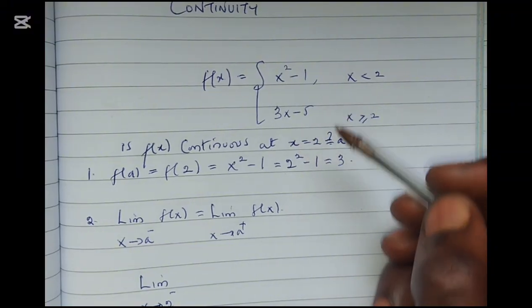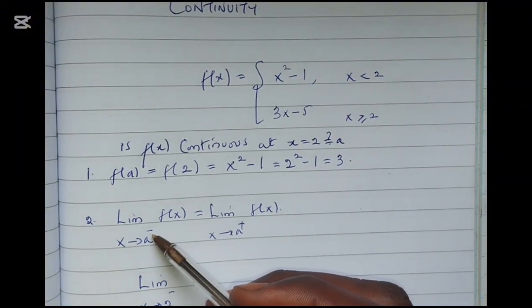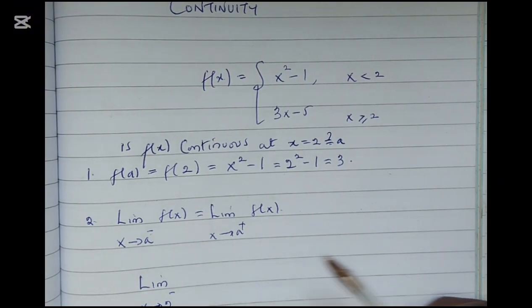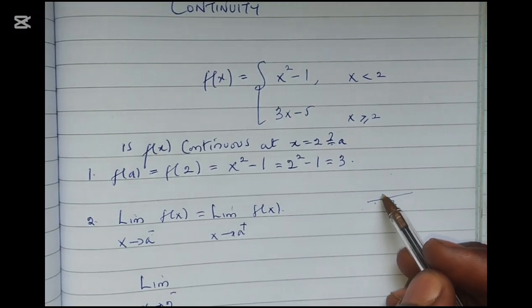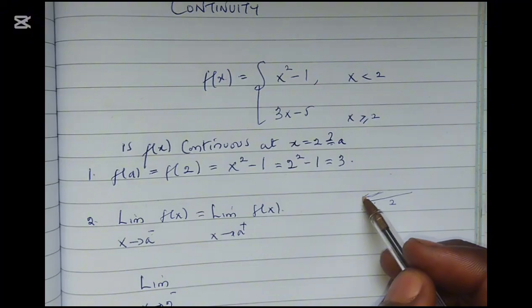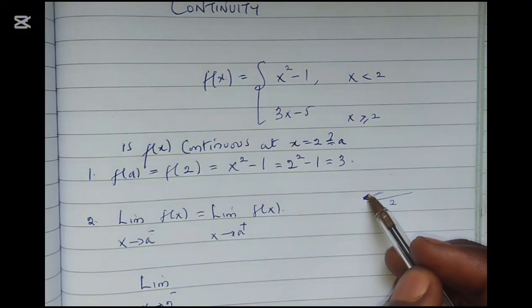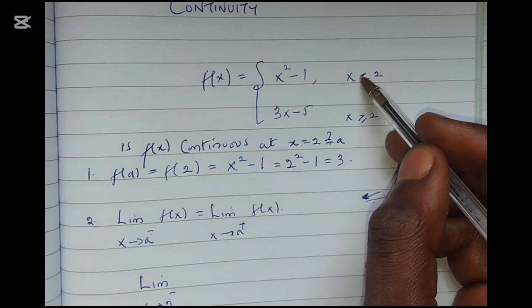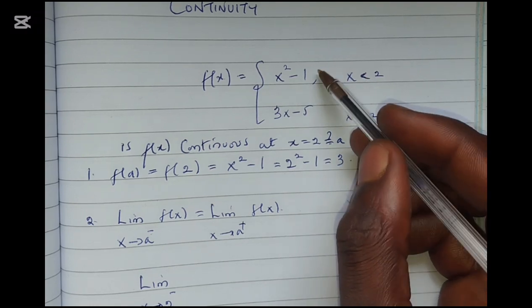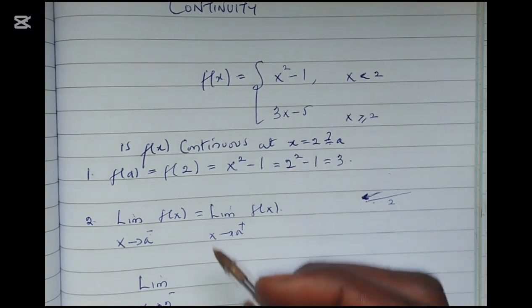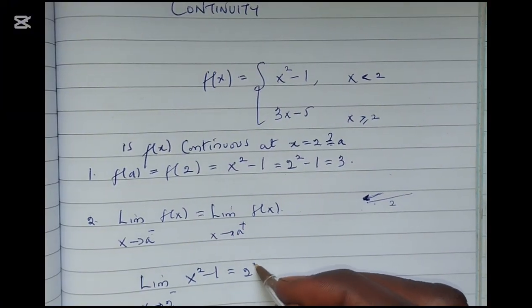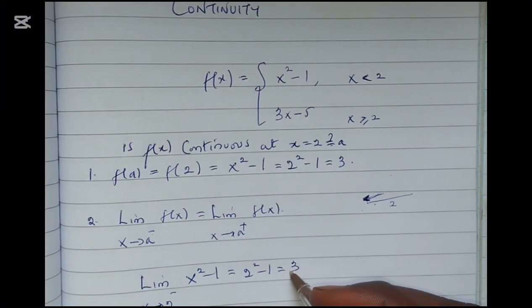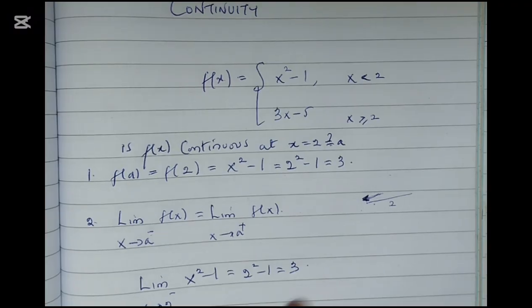Now you should know that if you are approaching from the left, you mean that you are going to the left on the number line, where this is 2. You are going to the left of 2. So this arrow must indicate that you are going in the left direction, which is the same arrow here. Because of this, we have to pick this expression here. So we have x squared minus 1, which is 2 squared minus 1, and that will also give us 3 again. Now from the left we got 3.